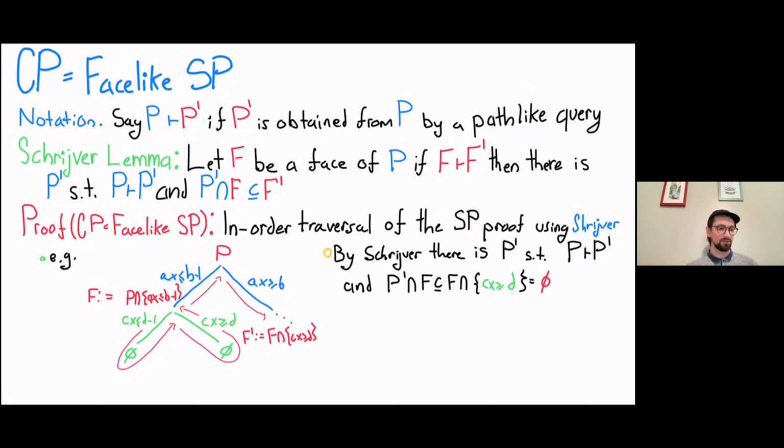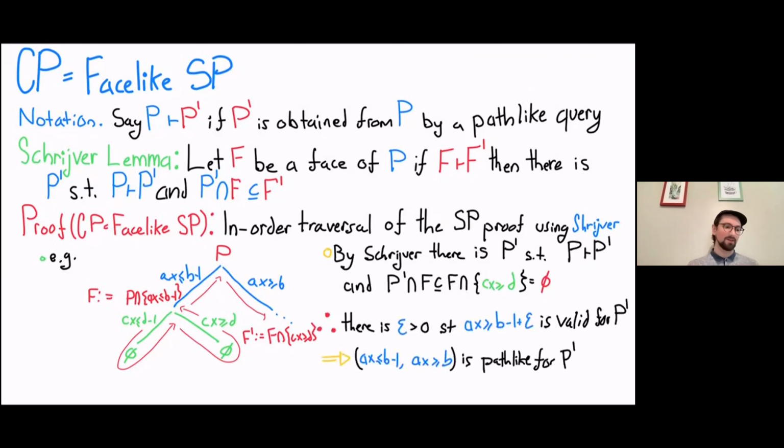P prime intersected with the face, if you look at P prime on this face, is contained within F prime. But F prime is the empty polytope, and so this shows that P prime intersect with F is the empty polytope. Because of this, there has to be some epsilon greater than or equal to 0, such that AX greater than or equal to B minus 1 plus epsilon is valid for P.